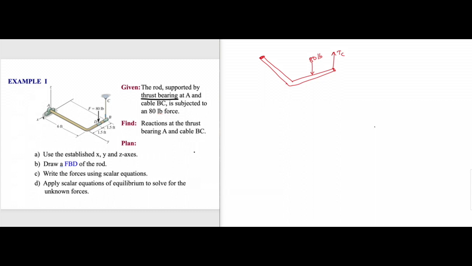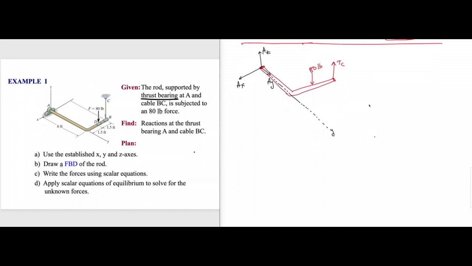So at A, we have, let's say, this is the x-axis. So we have AX, we have AY, we have AZ, and this being the y-axis. Just drawing it far away. So that is AZ, AX, AY.